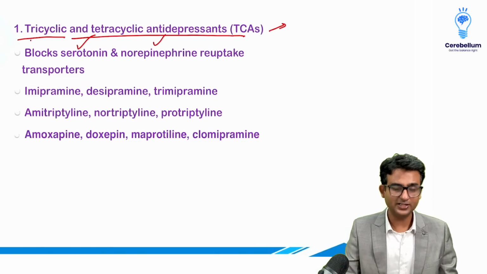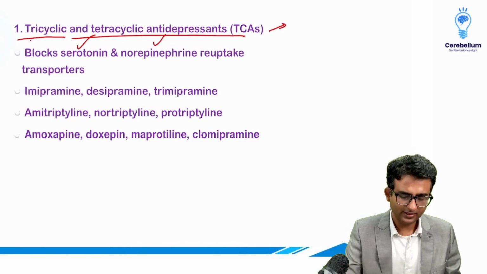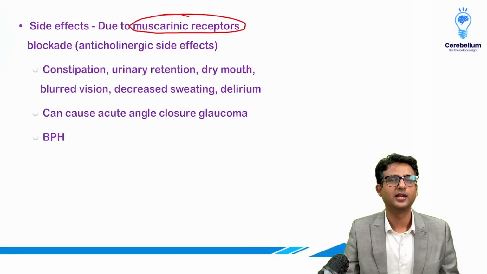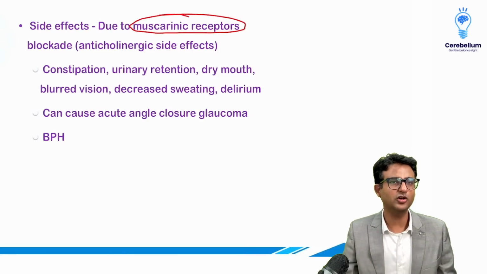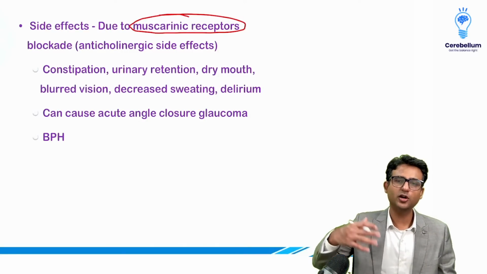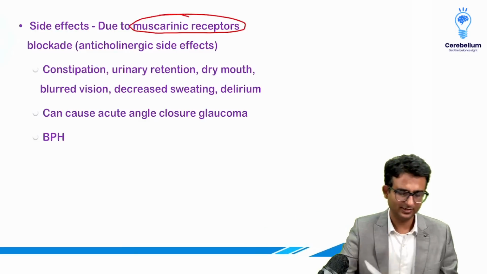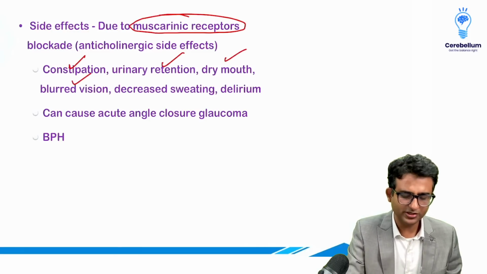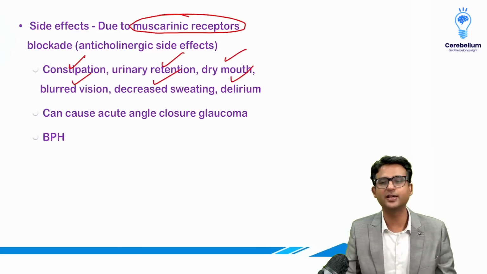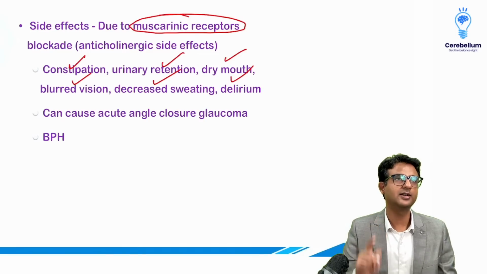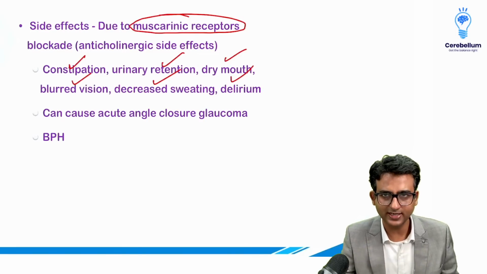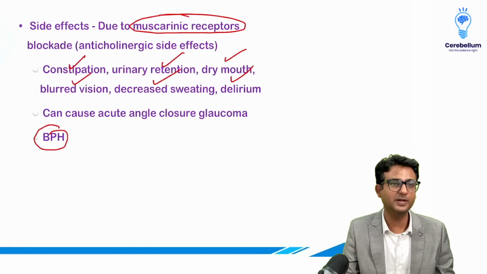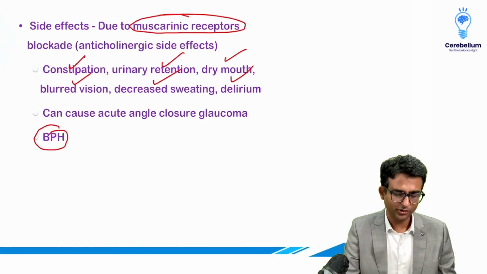They cause a lot of side effects because they block your muscarinic receptors. If any drug blocks muscarinic receptors, it would cause a lot of anticholinergic side effects like constipation, urinary retention, dry mouth, blurred vision, sweating decreases, even delirium. Because TCAs can cause anticholinergic side effects, that is why you don't give them in benign prostatic hyperplasia.